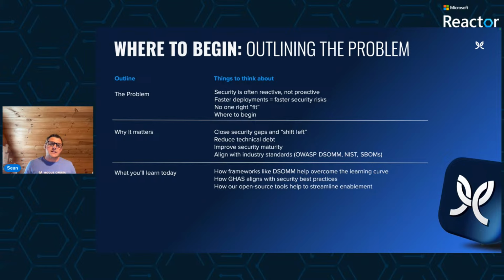So to expand on the topics that I mentioned previously, we'll provide a roadmap that covers overcoming that learning curve by aligning with frameworks like the DSOM, adopting best practices by leveraging GHAS, and streamlining enablement using open source automation and that guiding hand to reduce the guesswork in code scanning and the CI/CD integration. By the end of the session, you're going to leave with a clear roadmap to strengthen your security in your development pipelines, reducing risk while maintaining agility.